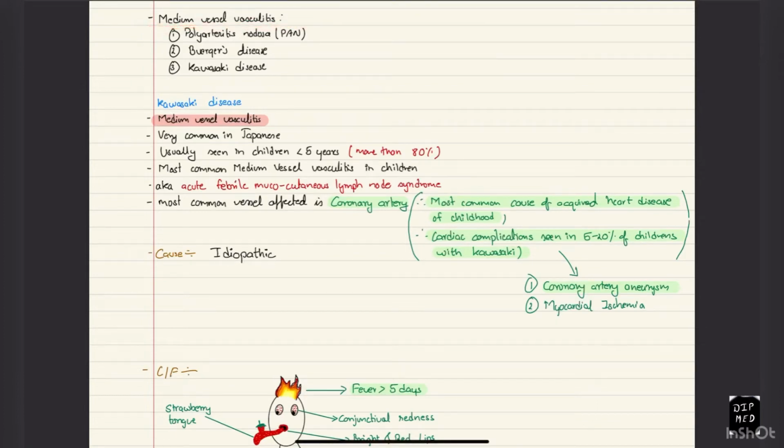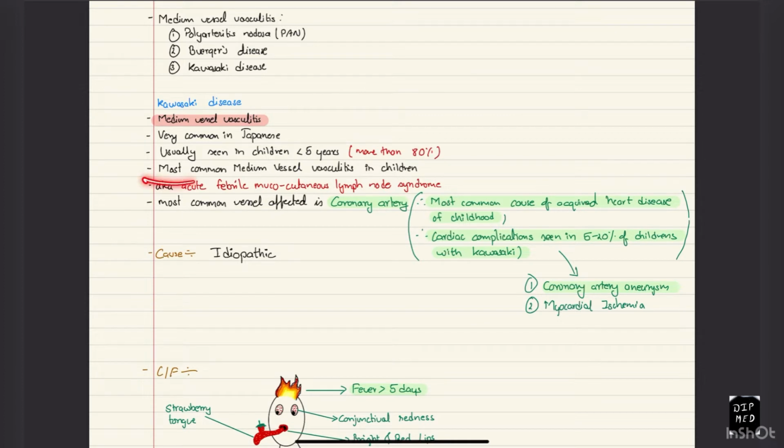Medium vessel vasculitis consists of diseases such as polyarteritis nodosa, Buerger's disease, and Kawasaki disease. In this video, we're going to learn about Kawasaki disease. It is a medium vessel vasculitis and it's very common in Japanese people, and it is usually seen in children less than 5 years old, which accounts for around 80% of the cases.